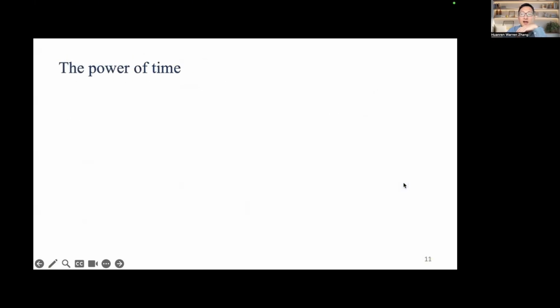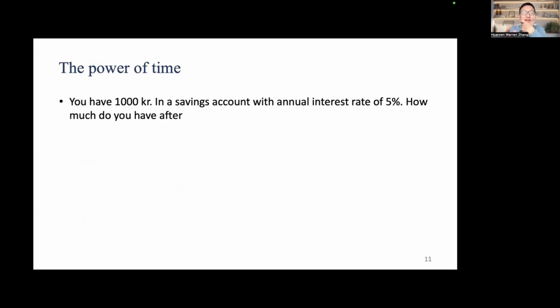So this idea of compound interest can explain a lot of phenomena. The major phenomena we could explain is the power of time. So for example, you have 1,000 Danish kroner in a savings account with an annual interest rate of 5%. How much do you have after 1 year? This is easy to calculate, right? So that is 1,000 plus 1,000 times 5%. How about 5 years? And then 10 years. How about 50 years? All right.